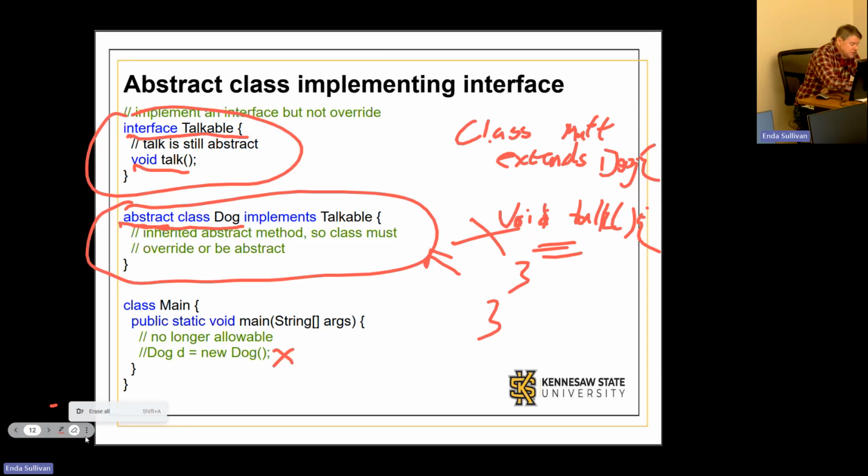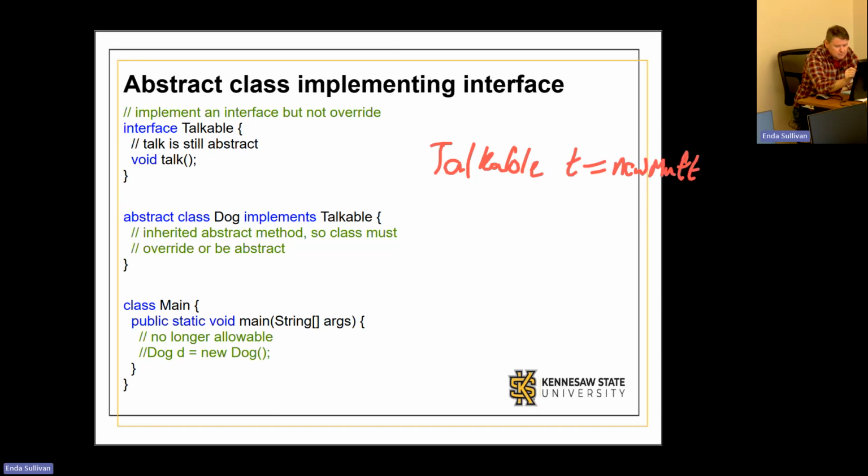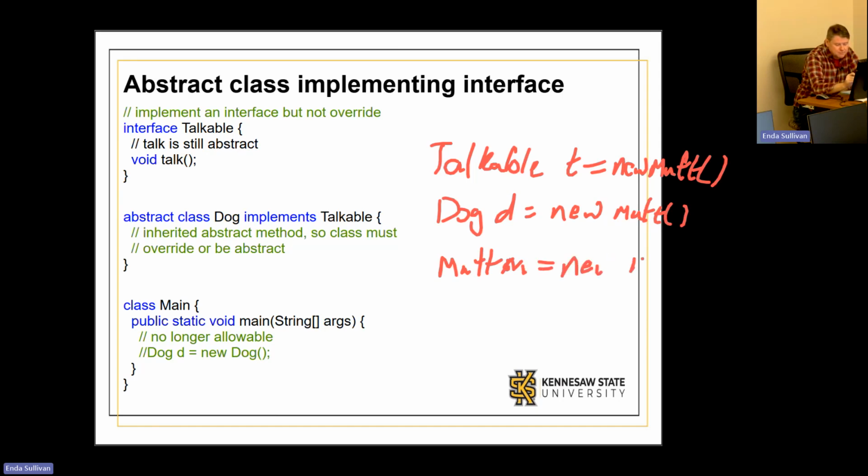So if I just clear my screen here for a moment, what I'm telling you is I can say Talkable t, of course it can be anything, equals new Mutt. Mutt was the name of my child class. I'm also allowed to say Dog d = new Mutt. That's allowed. And I'm allowed to say Mutt m equals new Mutt. All of these are allowed.